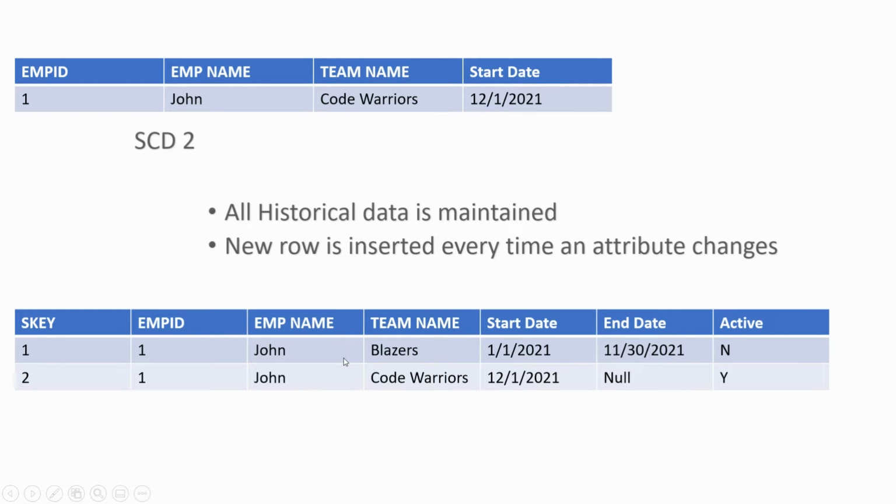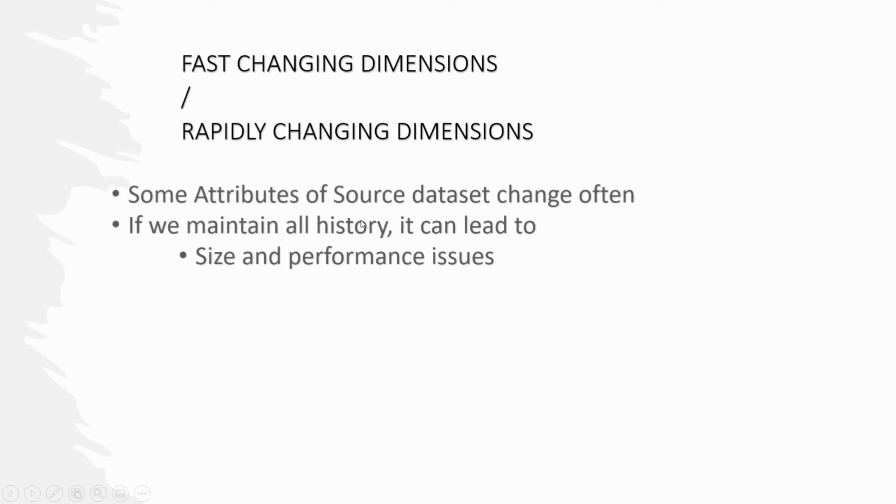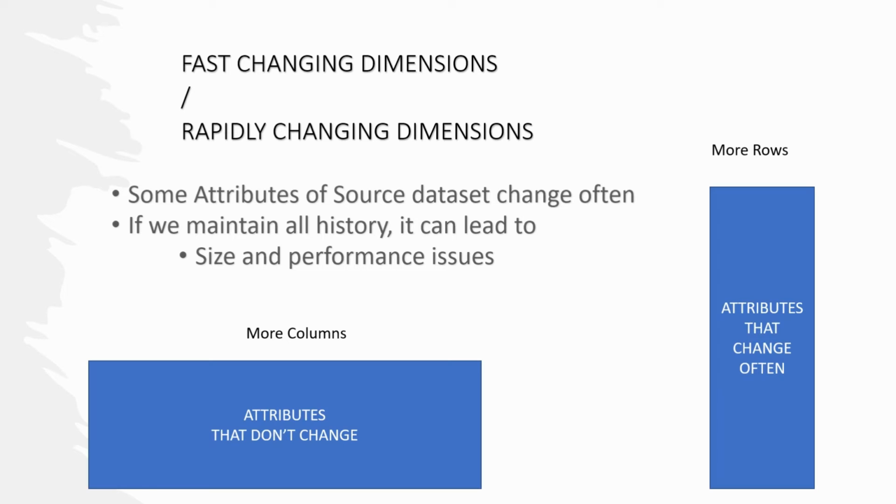But in specific scenarios, the attributes of a dimension change rapidly, like foreign exchange rates and some other financial instruments. In those cases, if we choose to maintain history using SCD2, our dimension table size will increase rapidly, causing serious performance issues for our data model. To address such cases, we usually break our dimension table by separating the attributes which change frequently from the attributes which do not change often. In this way, we can handle the size of our table and the performance issues.